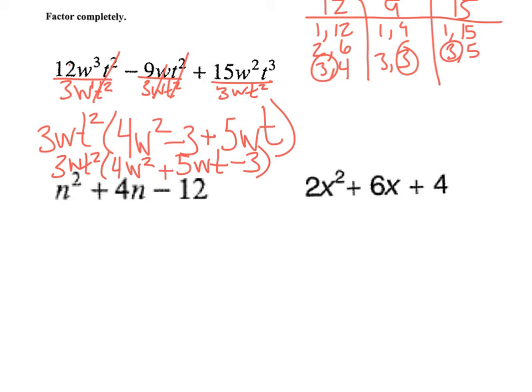This is what we did in class. So I'm looking for the two numbers that are going to multiply to give me negative 12 and add to give me a positive 4. So I need to list the factors of negative 12. And there are a lot of them.